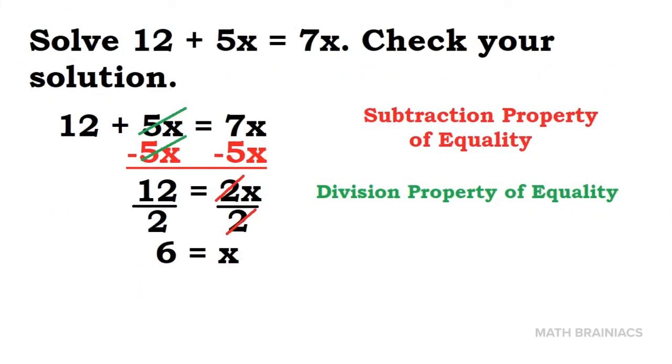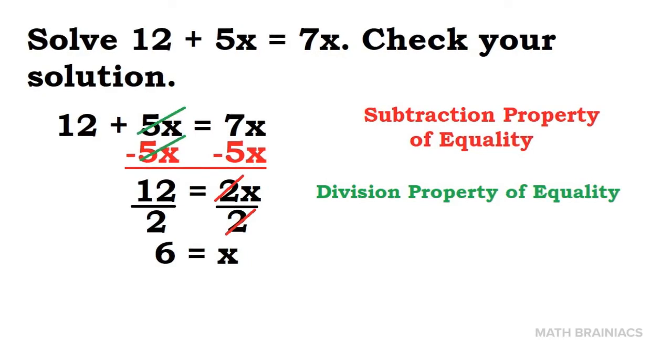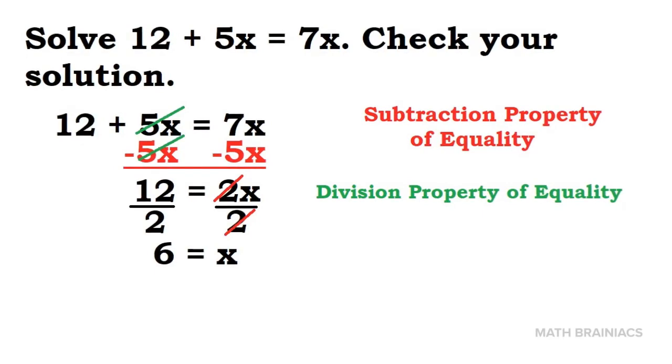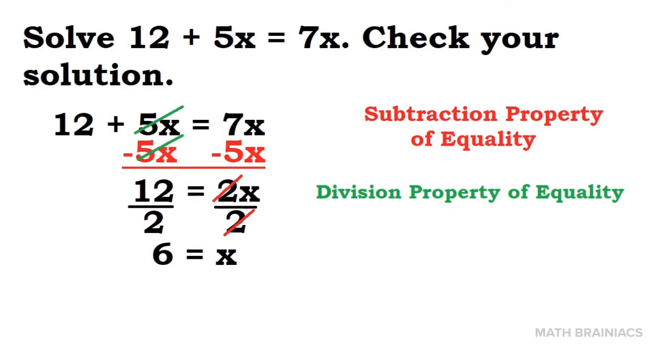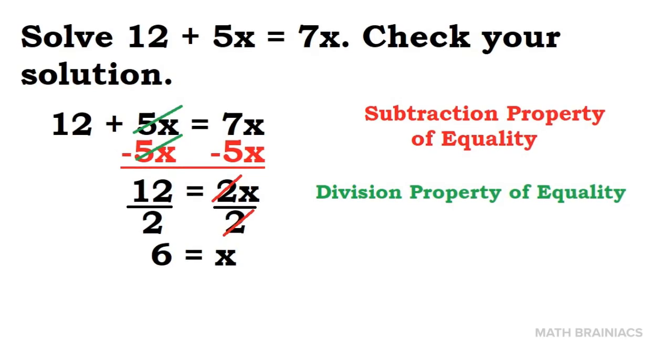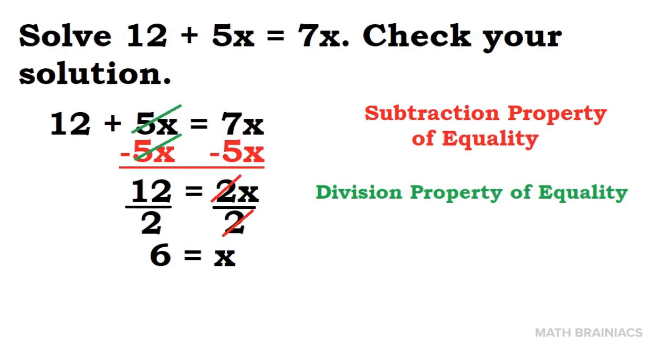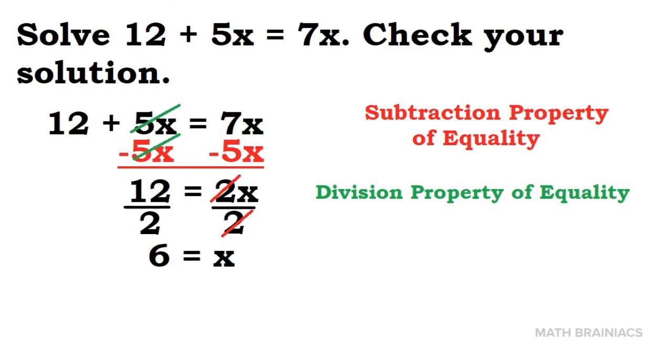To wrap it up, if you are going to work on a positive number or positive variable, you are going to do the opposite. You're going to apply the subtraction property of equality so that you can cancel it off. Likewise, if you are working with a number multiplied with a variable, you are going to apply the division property of equality so that you can cancel out the number with the variable and you can solve for the value of the variable.